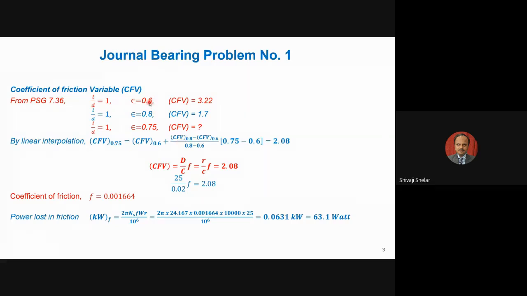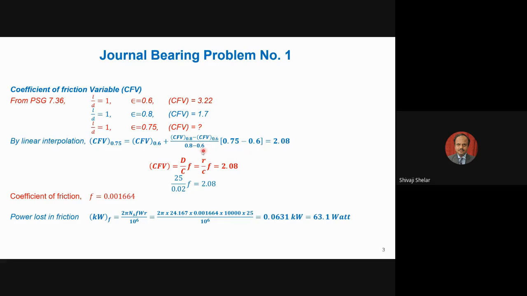So the next value minus this value, that is CFP at 0.8 minus CFP at 0.6, divided by the range 0.8 minus 0.6. This numerator and denominator is multiplied by another bracket, where we require the value at 0.75. We started at 0.6, so the difference with respect to the start value of 0.6 is multiplied here: bracket 0.75 minus 0.6.